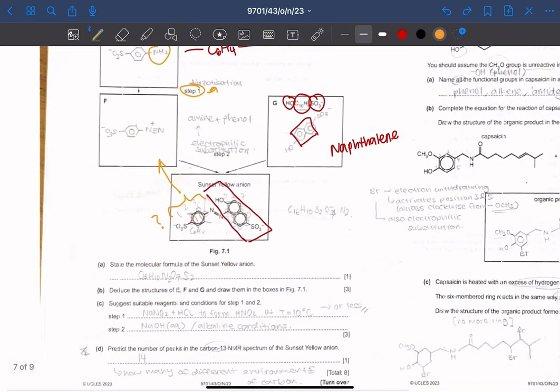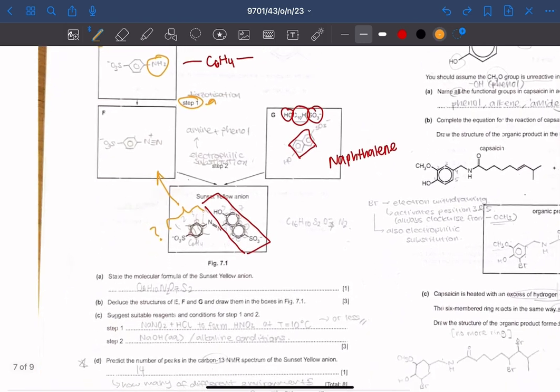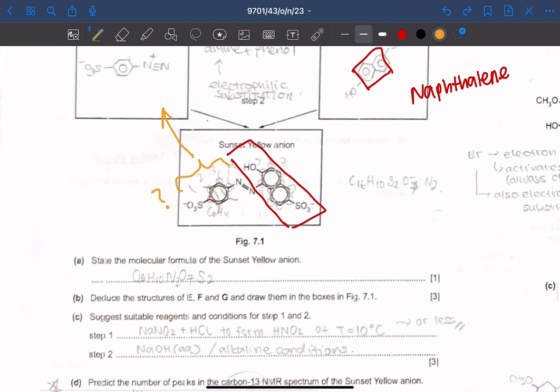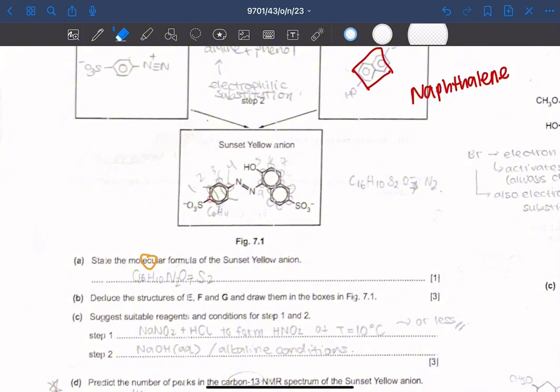Okay. A. State the molecular formula of the sunset yellow anion. So the molecular formula doesn't require us to completely state the groups in order, like negative O3 or C6H4, and we shouldn't do that. Instead, we should just count all this: how many C atoms are there, how many H atoms are there, how many N atoms.